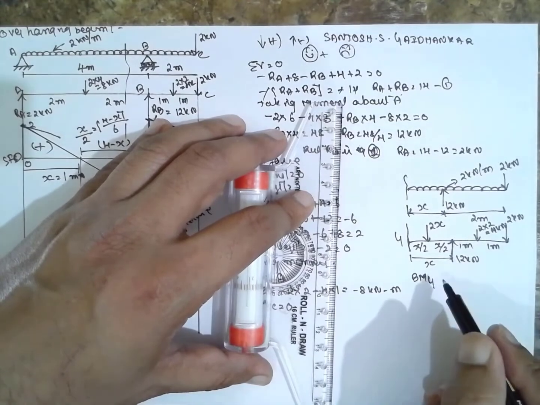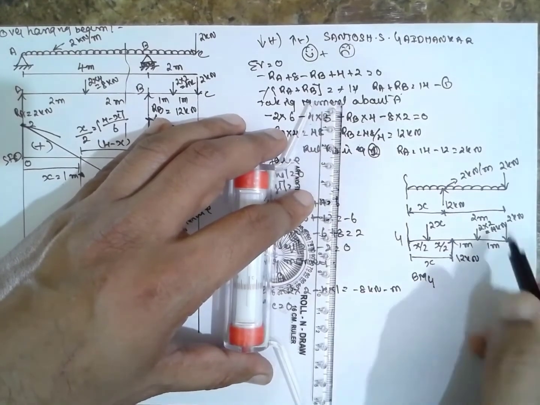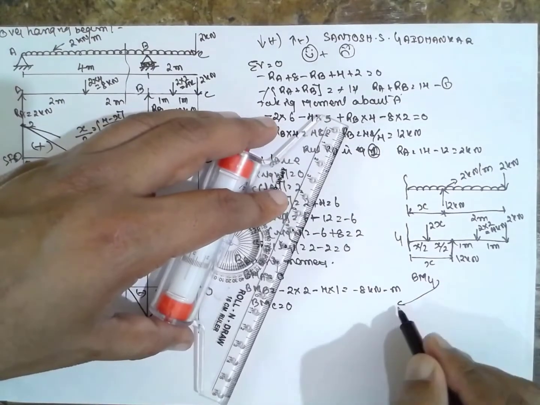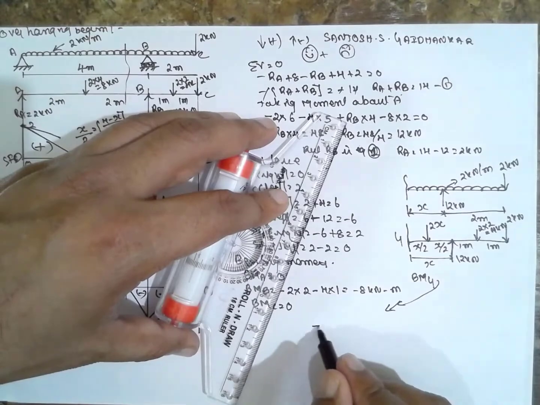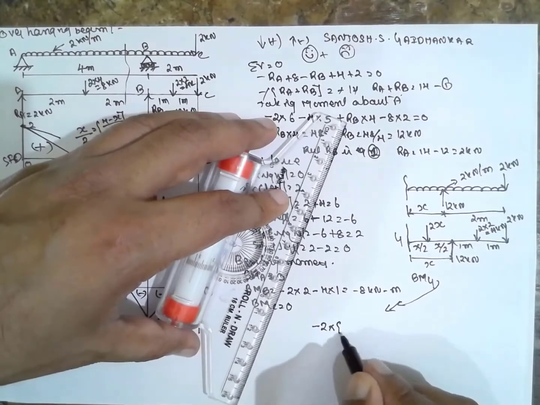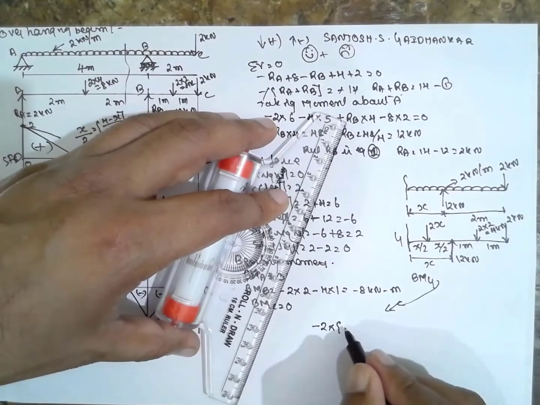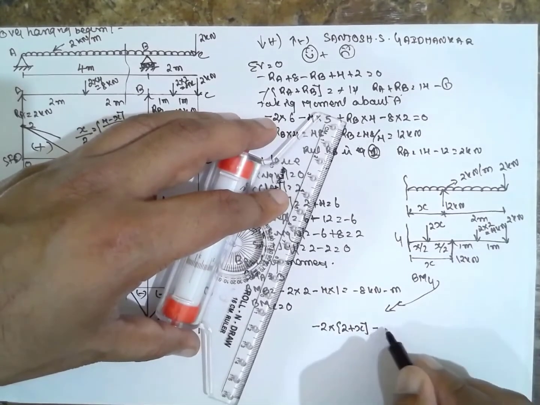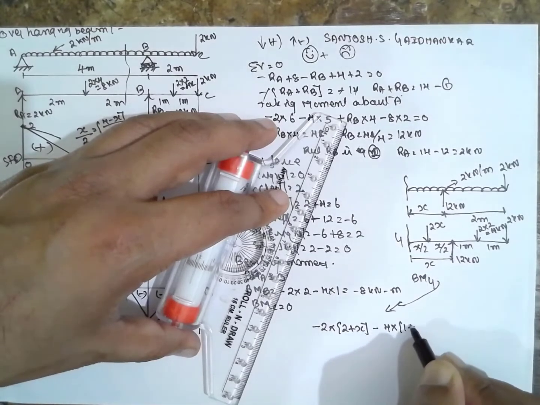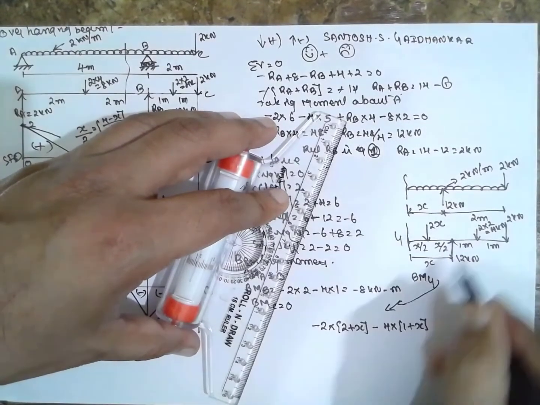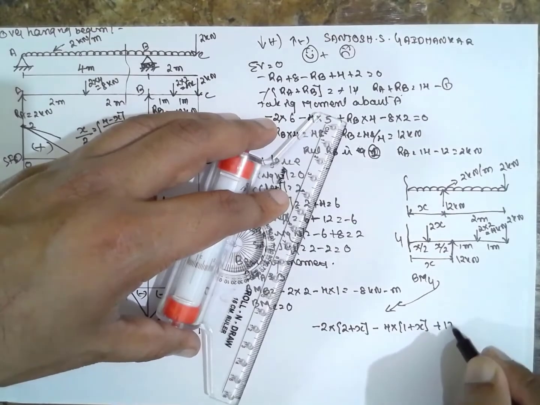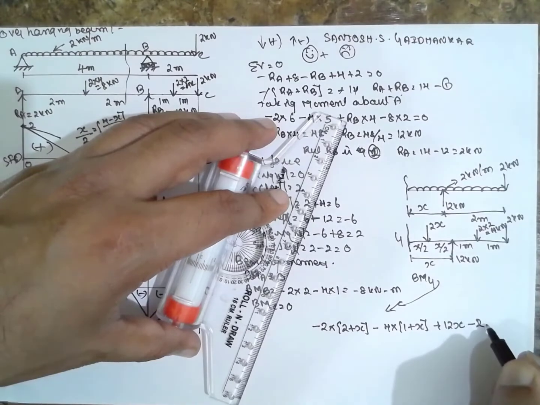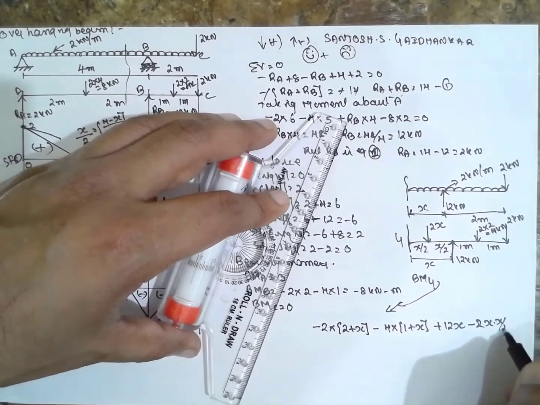You know how to find out this part. How to find out? This becomes what? -2. I will write this part here. -2 into distance, that is 2 plus x. Next, -4 into distance, 1 plus x. Anticlockwise, positive 12x. Now this part minus 2x into x by 2 is equal to 0.